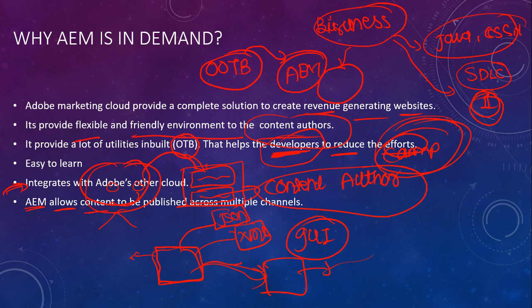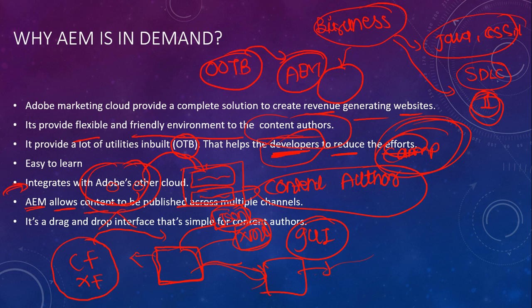And the name of that concept is called a content fragment, or you can say an experience fragment. So when you write some information using this concept, we can easily transfer this information in JSON, XML or to third party applications. And we can say it's a drag and drop interface, which means it is simple for the content authors.